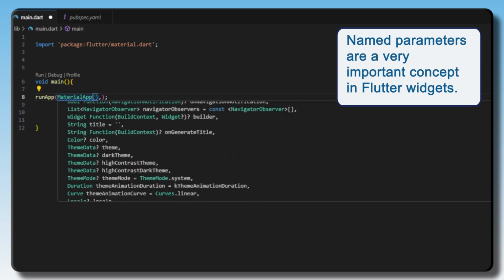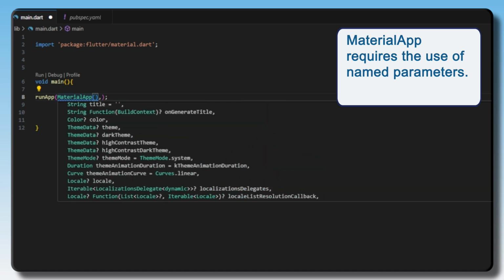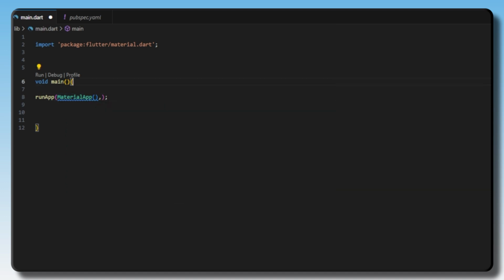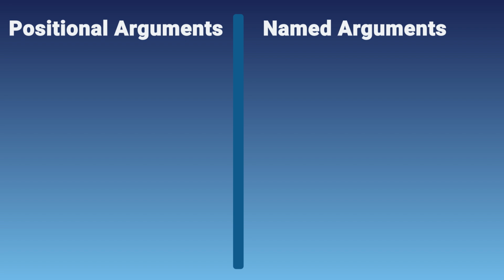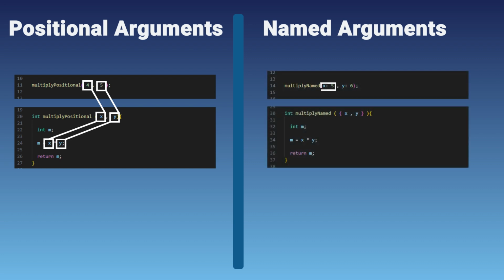So these parameters, or the inputs of this construction function, which in the Flutter world is called a widget, can be passed in two main different ways, either positional arguments or named arguments. Positional arguments are straightforward. Values are passed directly in the order the parameters are defined. In contrast, named arguments add a layer of clarity and flexibility.